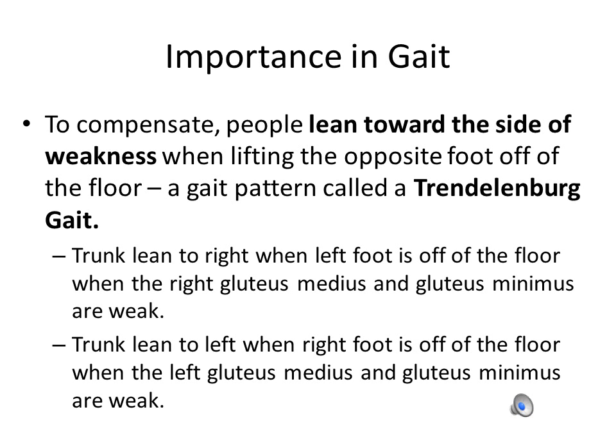Individuals with the gluteus medius limp due to weakness of the gluteus minimus and medius will compensate and tend to lean toward the side of weakness when lifting the opposite foot off the floor. This particular type of gait pattern, when there's compensation due to the weakness, is called a Trendelenburg gait. So you will see trunk lean to the right when the left foot is off the floor, when the right gluteus medius and right gluteus minimus are weak. You will see trunk lean to the left when the right foot is off the floor, and the left gluteus medius and left gluteus minimus muscles are weak.